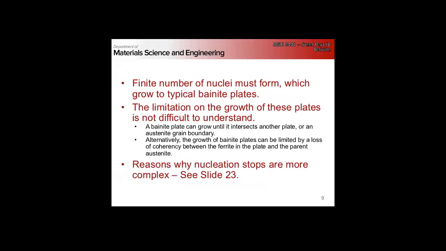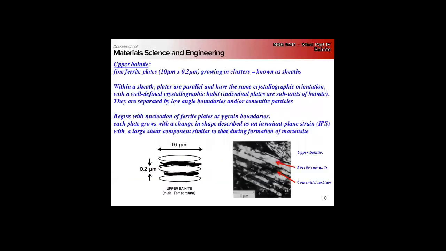And if this occurs, then nucleation and growth both need to stop at some point. And the reason for that is basically where we left off last Wednesday. Okay. So we have two basic forms, upper bainite and lower bainite.